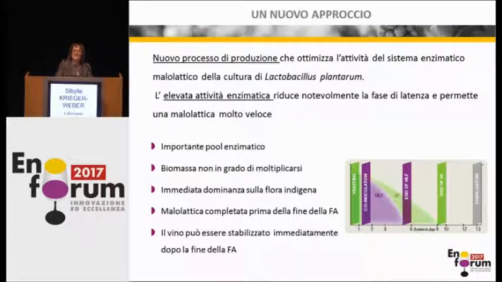It's a biomass which is no longer growing in wine because it's applied at a very high level, and you have an immediate dominance over the indigenous flora. This way, the malolactic fermentation will finish even before the end of the alcoholic fermentation, and the bacteria will slowly die off while the yeast is finishing the alcoholic fermentation.